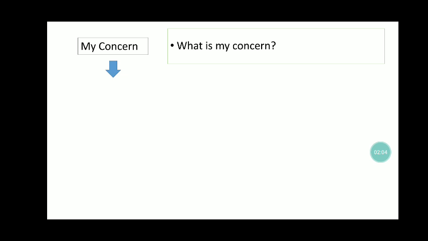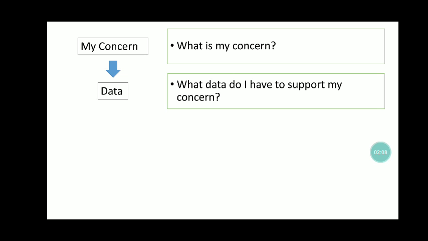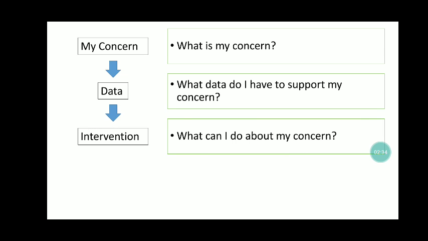Now, if you already have truly understood your problem, the next step is to gather data to support your problem or your concern. In research, you can't simply say that this is my problem without data that will justify your claim. If your class has issues about mastery learning, then you need to support it with data.